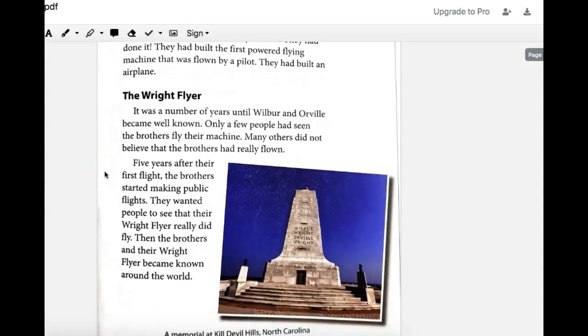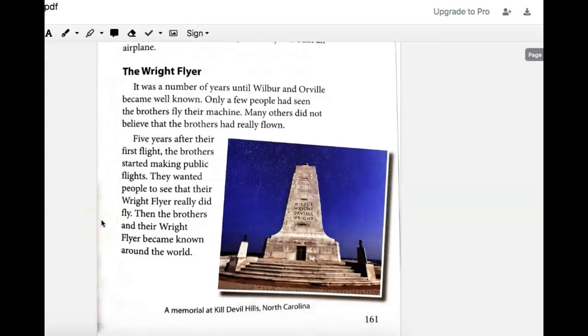It was a number of years until Wilbur and Orville became well known. Only a few people had seen the brothers fly their machine. Many others did not believe that the brothers had really flown. 5 years after their first flight, the brothers started making public flights. They wanted people to see that their Wright Flyer really did fly. Then the brothers and their Wright Flyer became known around the world.